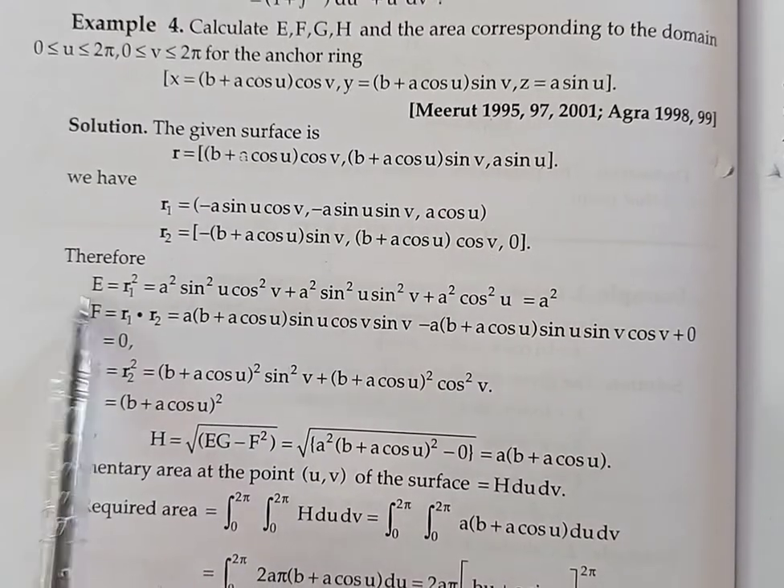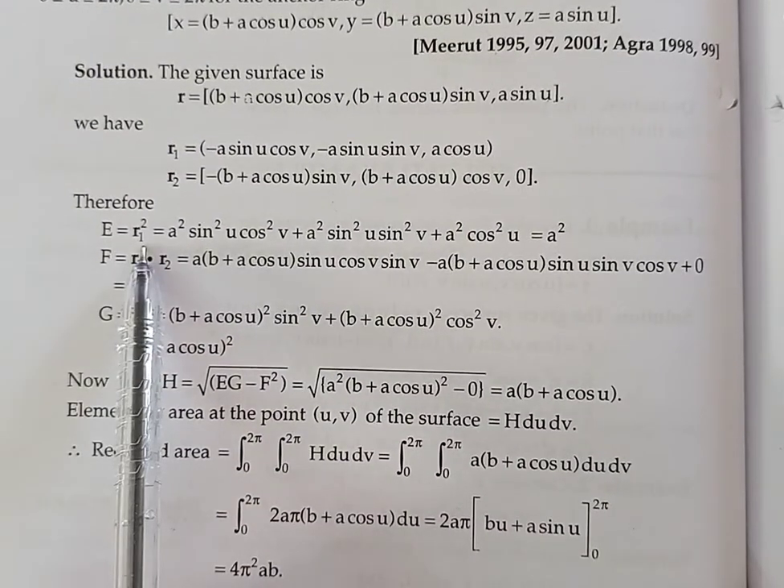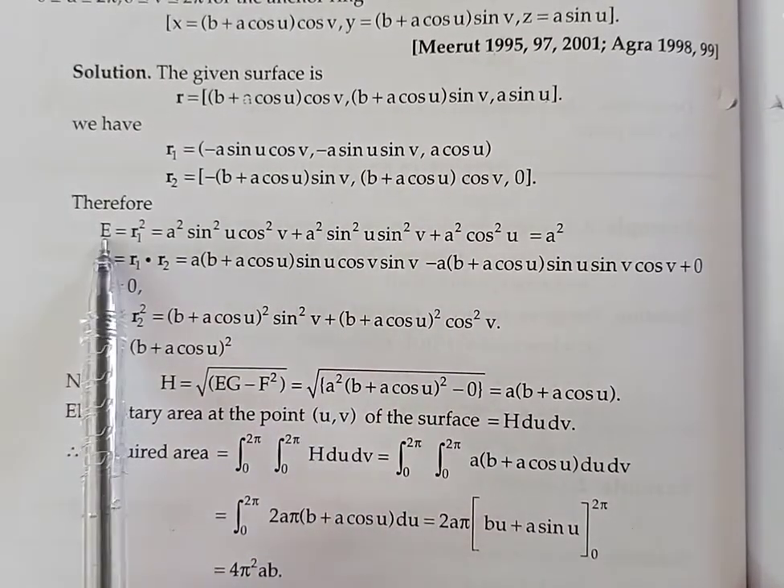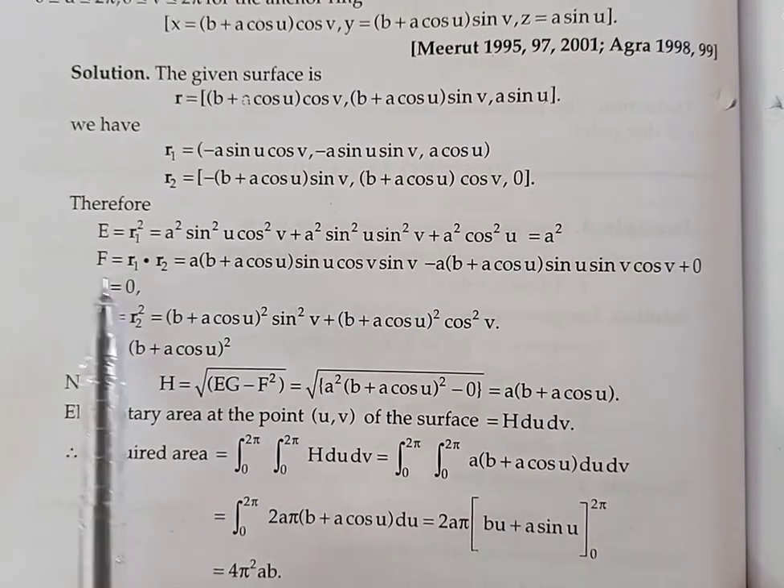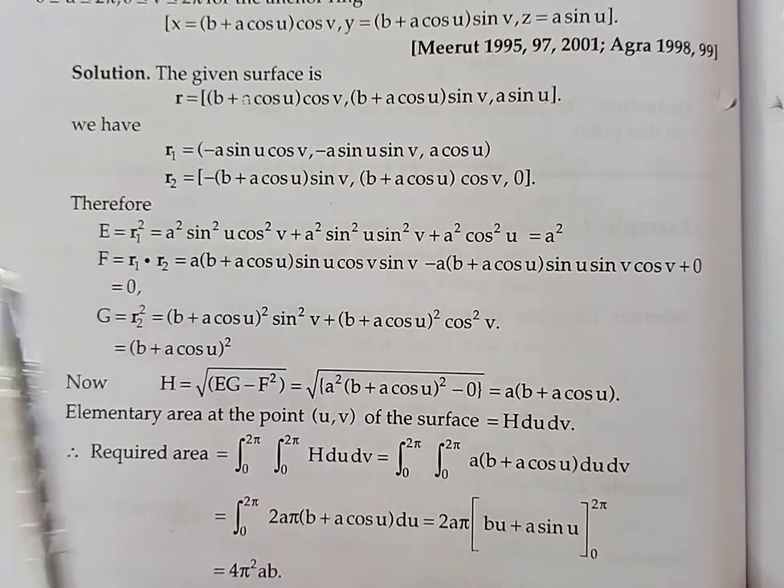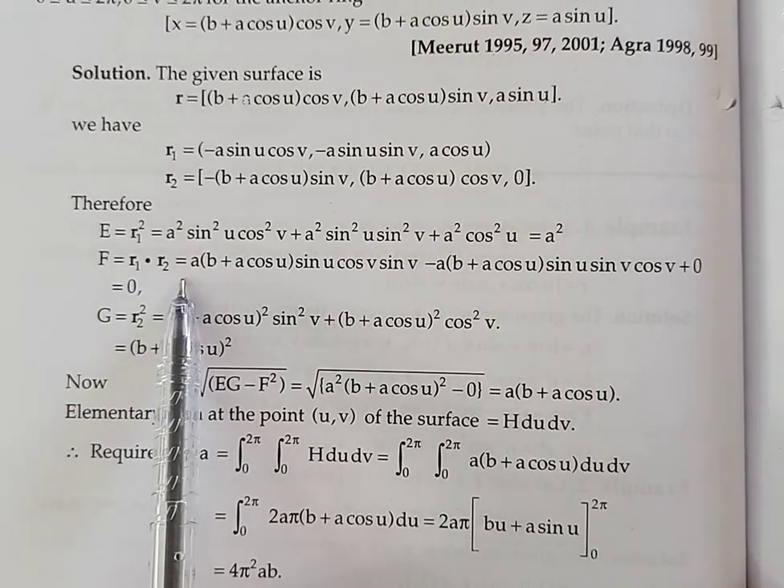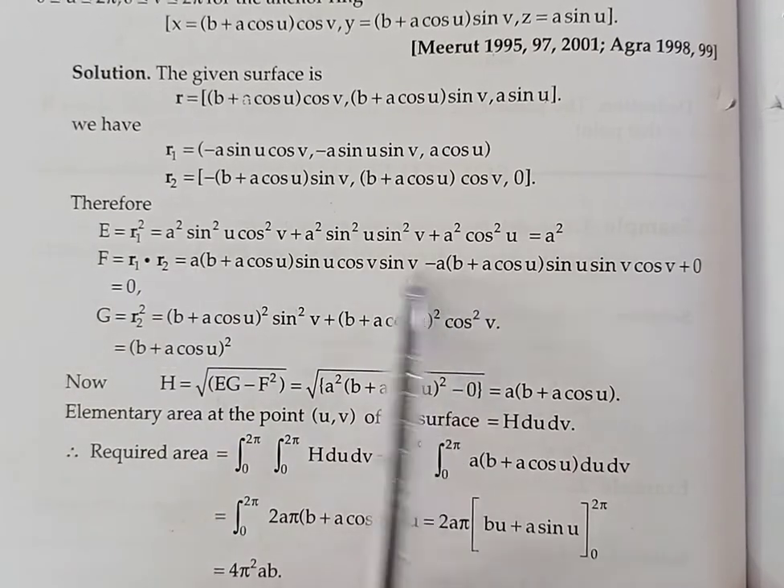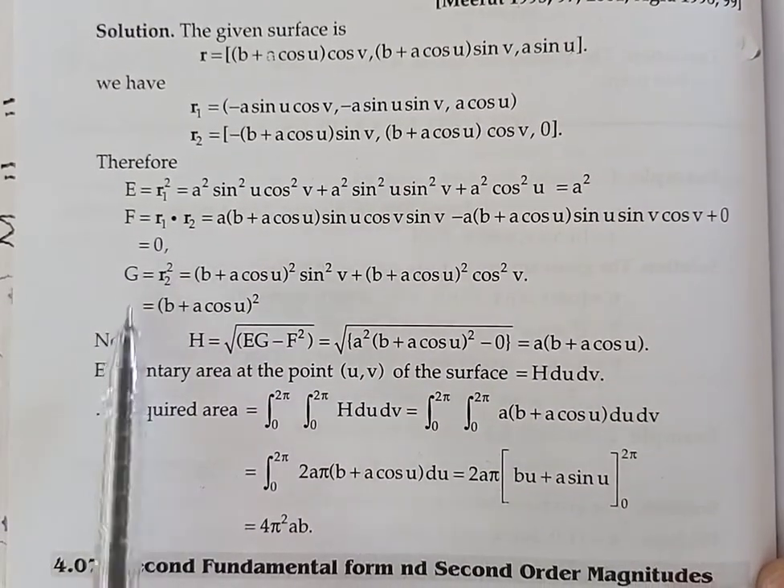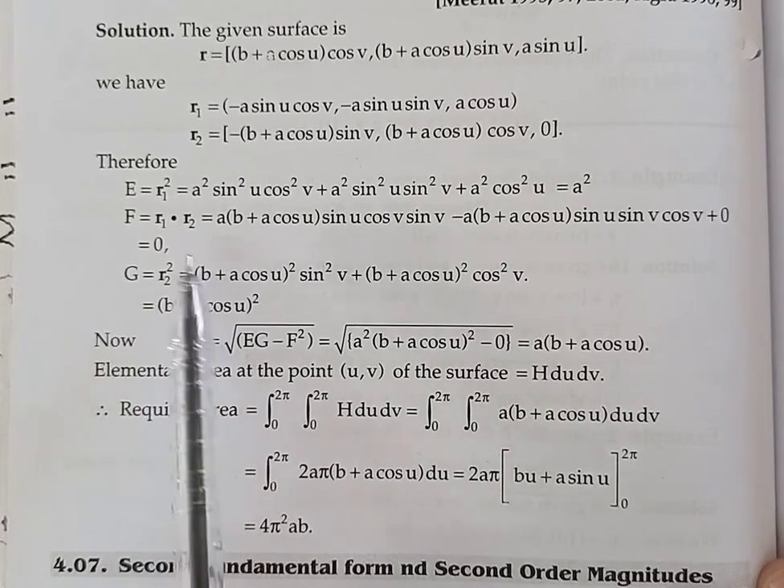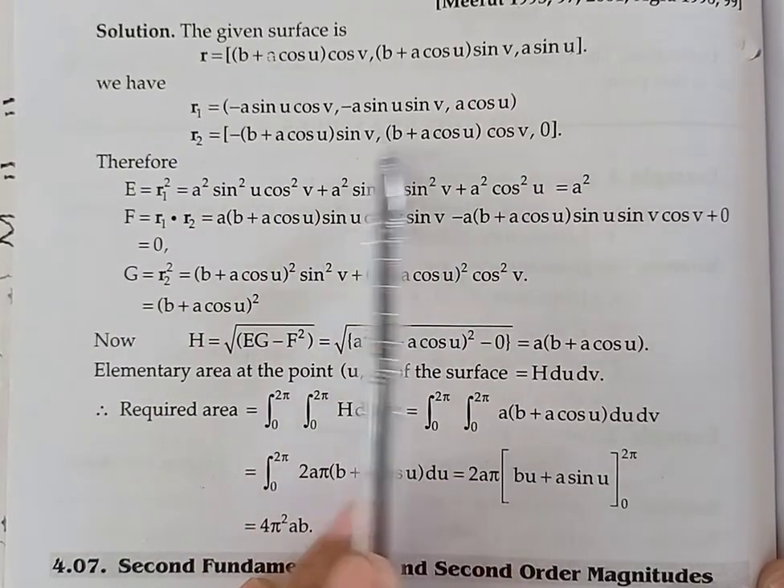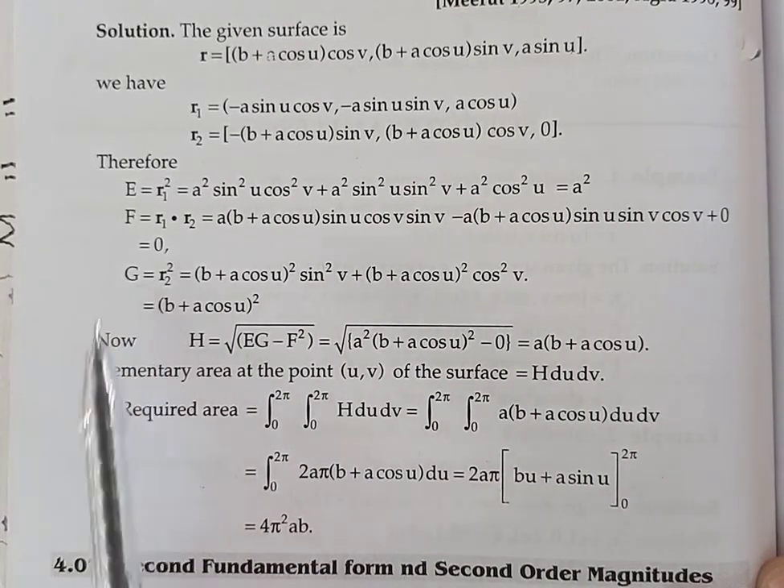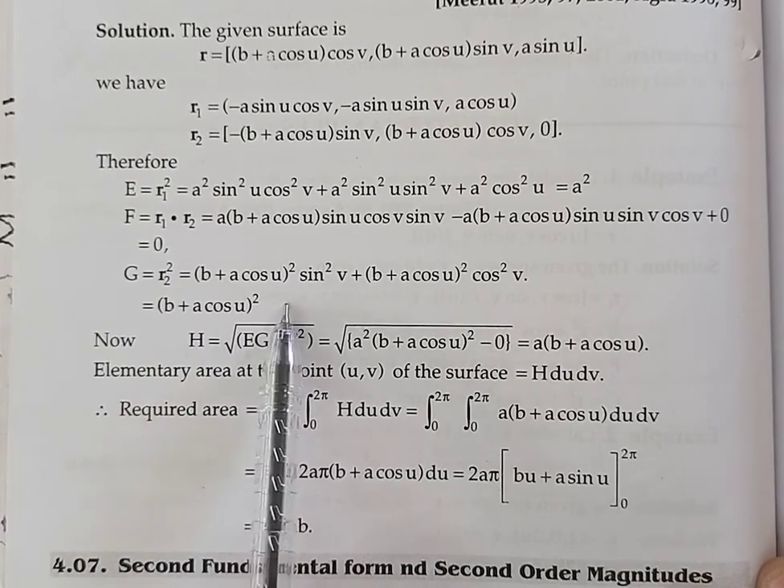So now let us find E. E is r1 dot r1, meaning the square of these three terms and their sum. That will give us the value of E, which is a square. Now the value of F is given by the dot product of r1 and r2, and we can see that when we take the dot product of r1 with r2, these terms cancel out, so we get the value 0. Now G is r2 dot r2, meaning the square of these three terms and then their sum, that after simplification gives the value of G, which is (b plus a cos u) whole square.